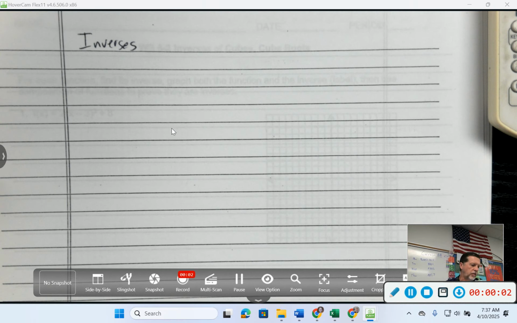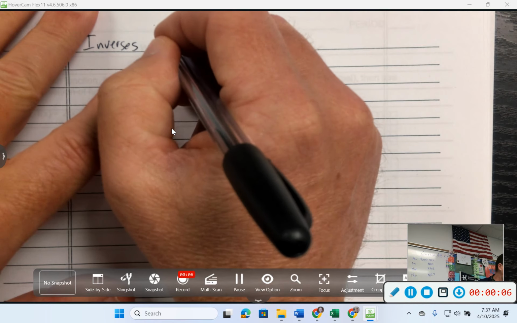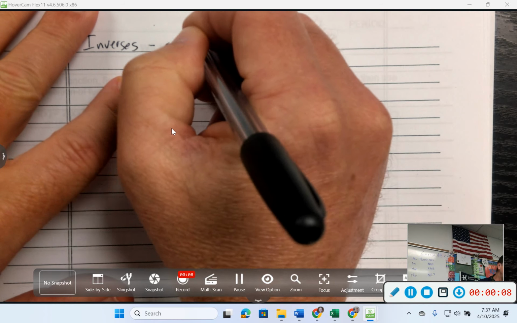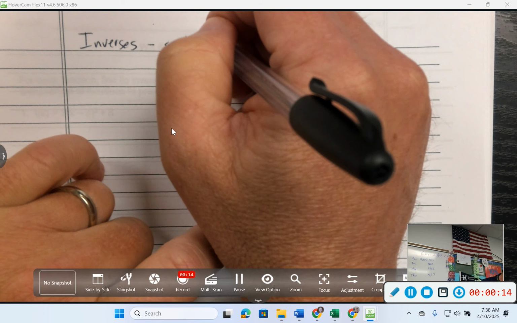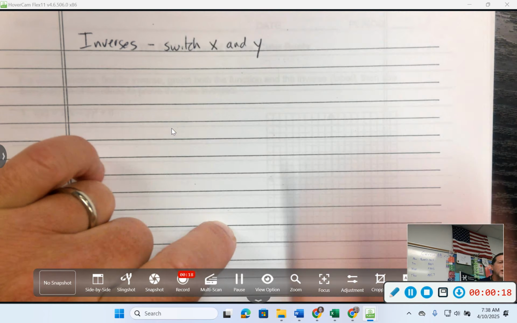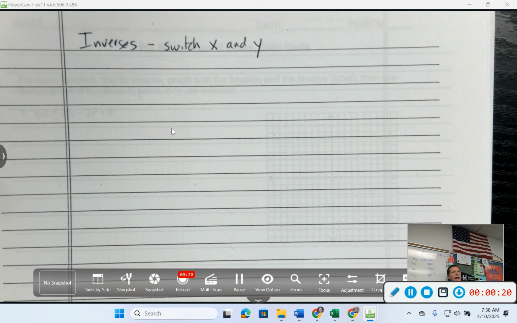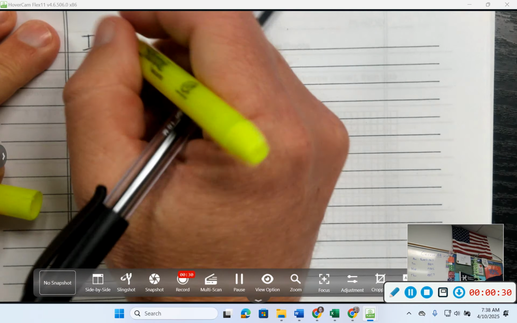Okay, inverses. Probably the easiest thing about inverses, and this will work several different ways, or have several different meanings, is that to find an inverse, you switch x and y. If you could remember that as the main thing with inverses, that covers most of what we want to talk about with inverses. So I like to say that first. Inverses means switch x and y.